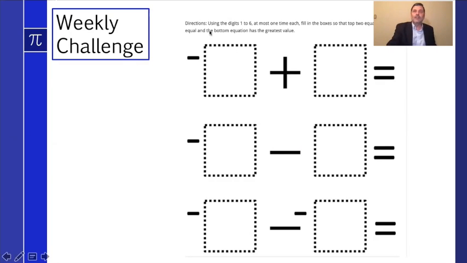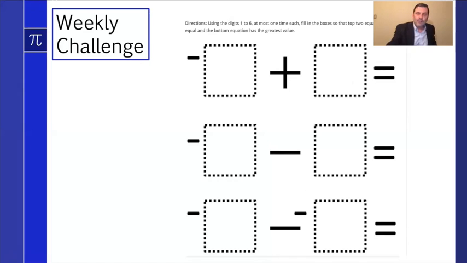And last, can you create one where the bottom equation has the greatest value out of all 3 of these? That's a tough challenge. So again, using the numbers 1 through 6, one at each time, fill in the boxes so the top 2 equations are equal and the bottom equation has the greatest value.